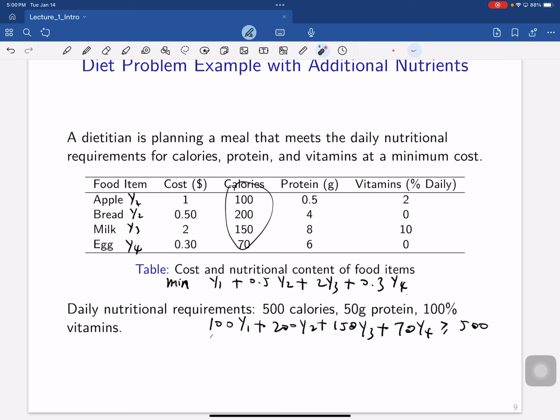So this is an example where the decisions you are going to take are continuous, right? y1, y2, y3, y4 can take any real numbers greater than or equal to 0. So here we have to specify y1 is greater than or equal to 0 because you cannot buy a negative number of those items, right?